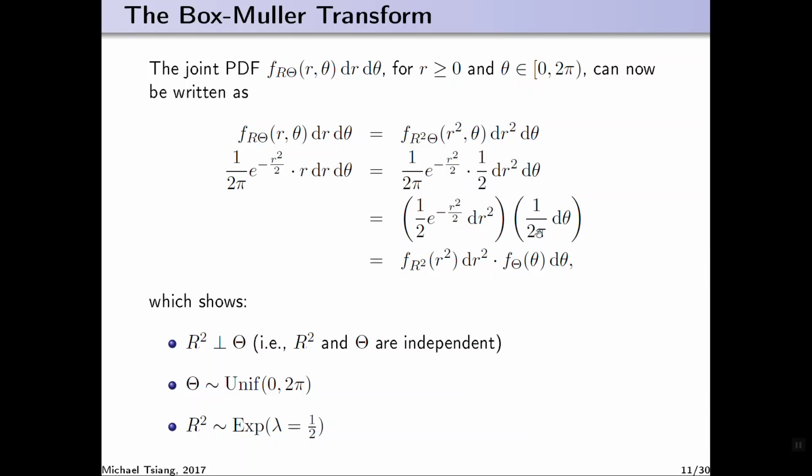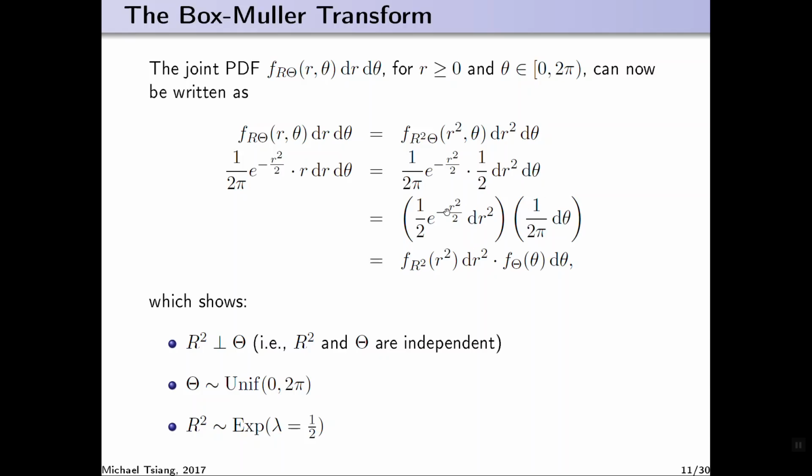So here we just have a constant, 1 over 2 pi, and so we can factor this as two independent distributions. 1 over 2 pi is a constant on the range 0 to 2 pi, and so that's equivalent to having theta drawn from the uniform distribution 0 to 2 pi. Okay, that's what we have here. This is the PDF of the uniform from 0 to 2 pi.